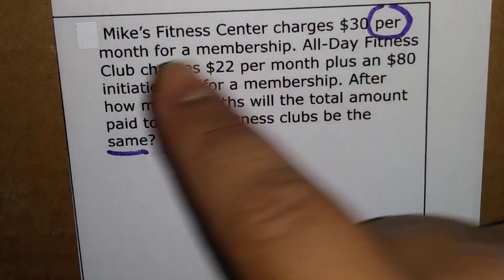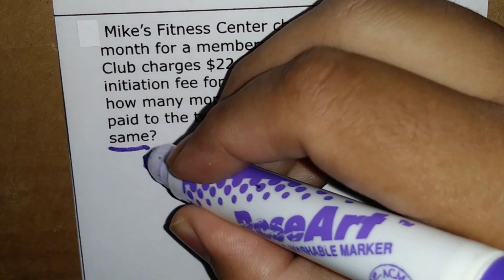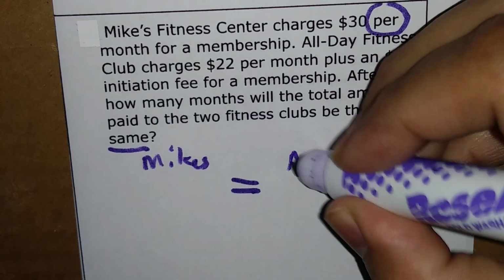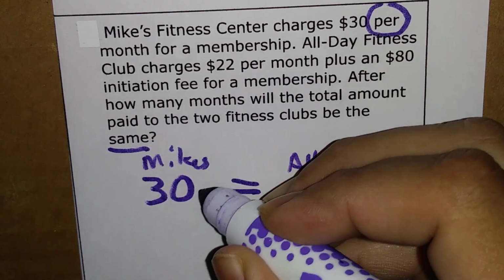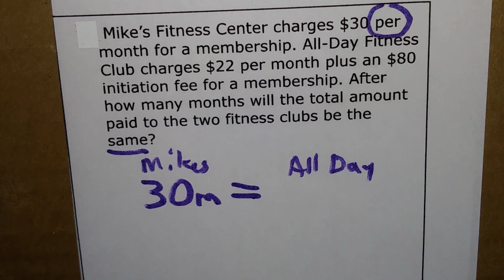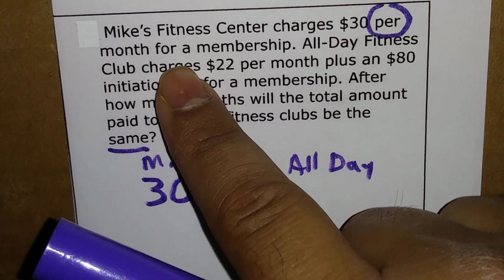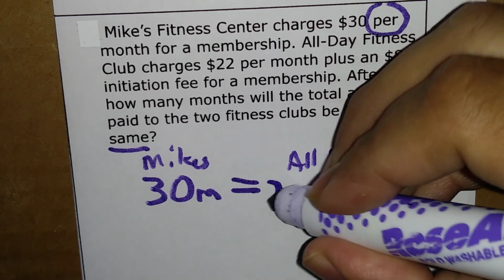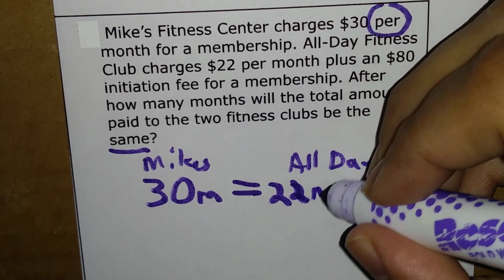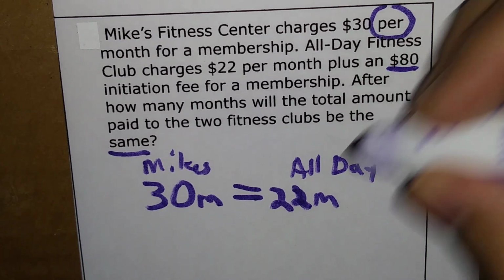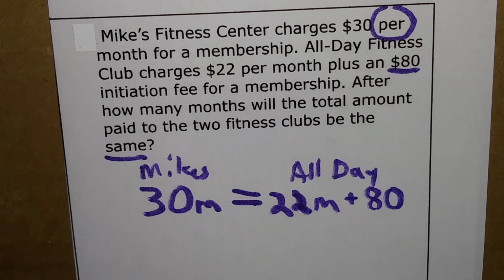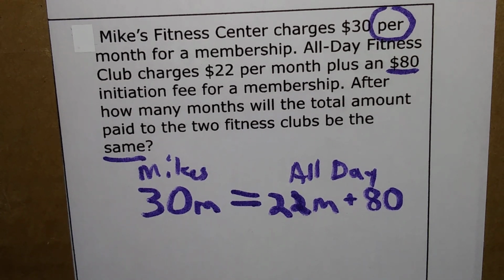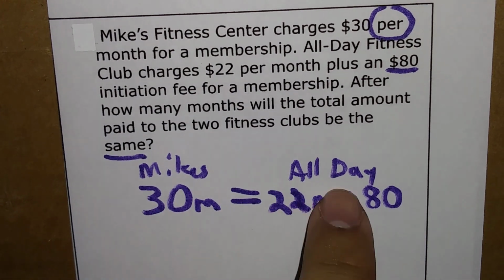Mike's Fitness Center charges $30 per month. So we're going to look at Mike's. We're going to look at All Day. Mike's charges $30 a month times the number of months. Pretty simple. Now, All Day charges $22 times the number of months plus the $80. And you'll notice we pretty much got our job done. If we were going to solve this, we would have an easy time of it because the story itself gives us the equation.